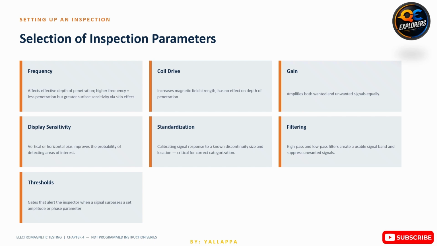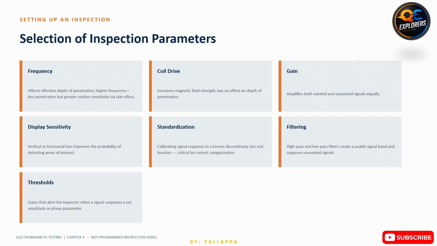The final parameters include filtering and thresholds. High-pass and low-pass filters remove unwanted signal components and improve the signal-to-noise ratio. Thresholds, sometimes called gates, automatically alert the inspector whenever a signal exceeds predetermined amplitude or phase limits. A common field mistake is changing multiple parameters simultaneously while troubleshooting an inspection.